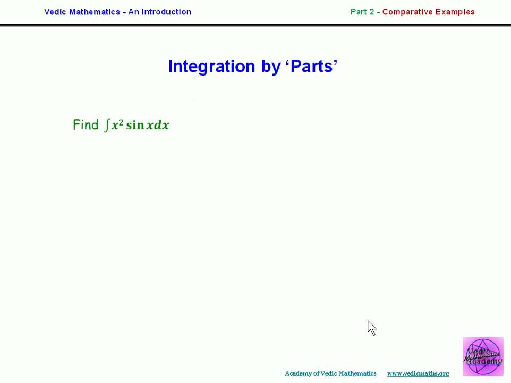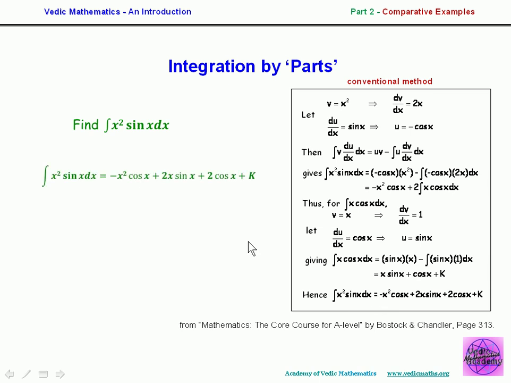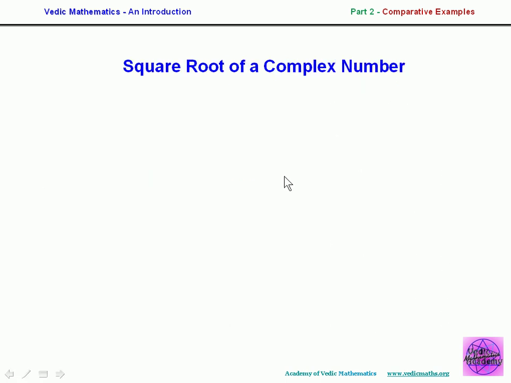Integration by parts. Suppose we had to integrate x squared sine x. This is taken from a book. There's the book. And you can see this is a horribly difficult and tedious technique. We have to apply the standard formula, which is given here twice, and eventually we come up with the answer. But in the Vedic system, we can get the answer in one line. You write the answer straight down. Square root of a complex number.